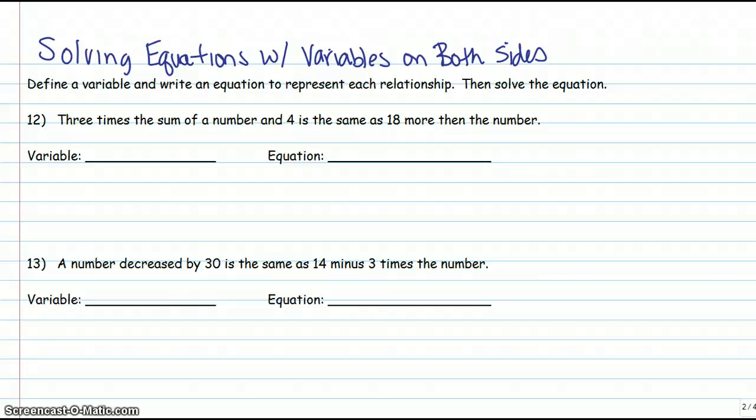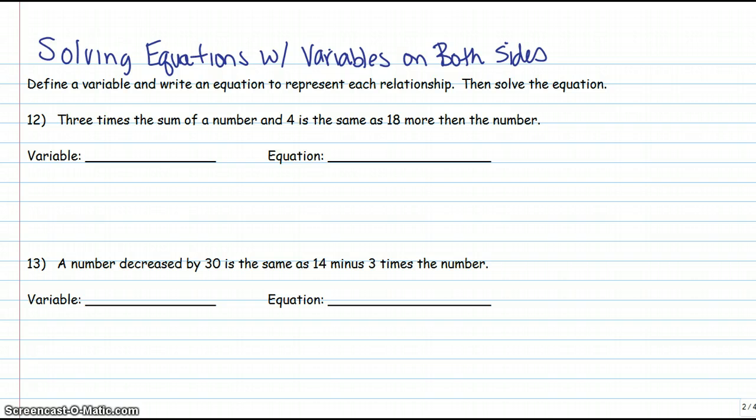Alright, today we're going to solve equations with variables on both sides. To get us into that, we're going to start with the word problems that are in your notes, and then we will work some problems that are not related to word problems. On these word problems, we are supposed to define a variable and write an equation to represent the relationship. Then we're going to solve the equation.